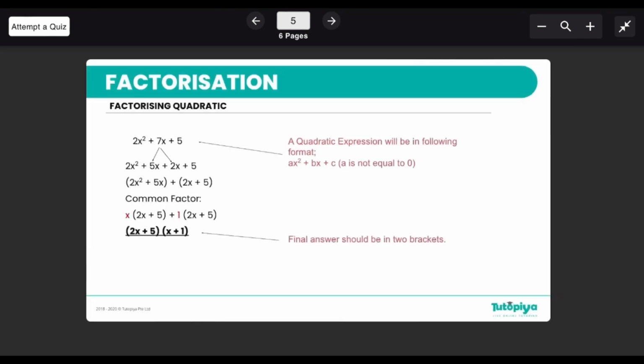And finally, to finish off, we're going to look at how you factorize when it is not 1 in front of the x squared, but actually another number.